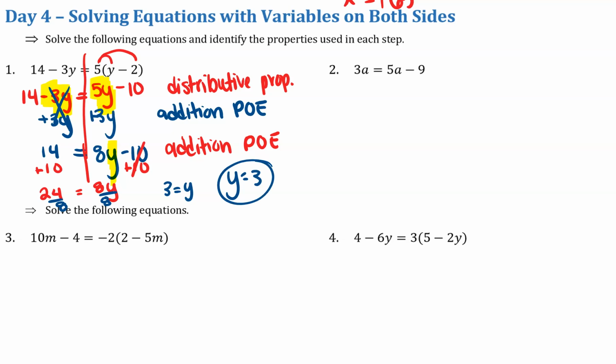And because we divided on both sides, that was the division property of equality. Sorry, it's a little crammed there.